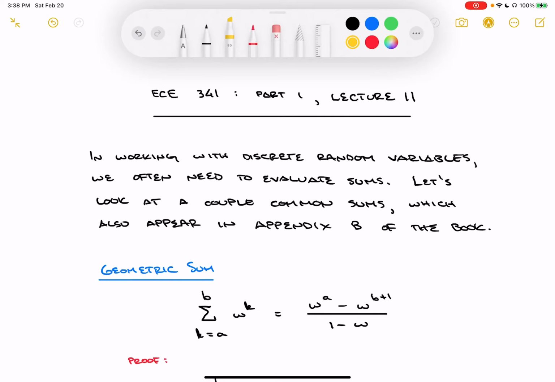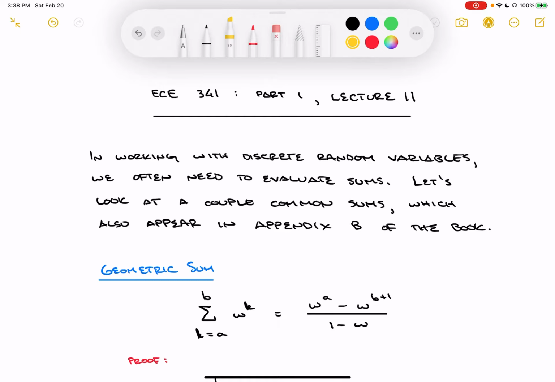This is ECE 341, Part 1, Lecture 11. Last time we were introducing a variety of models for discrete random variables, these families of random variables. We looked at models such as Bernoulli random variables, we had binomial, we had geometric, we had Pascal, we had Poisson. Today we're going to continue looking at discrete random variables.